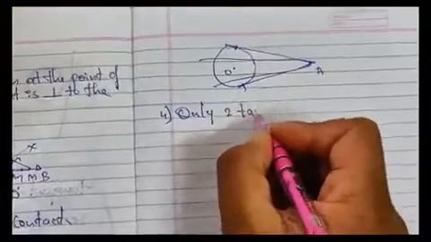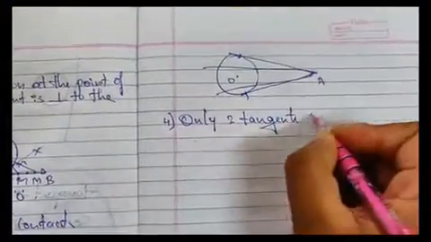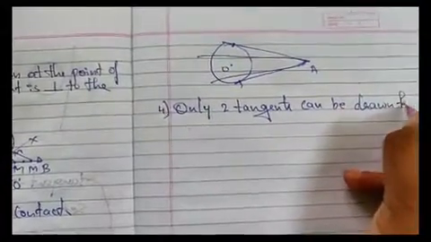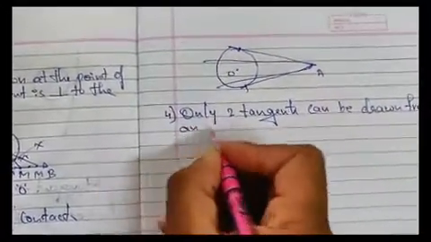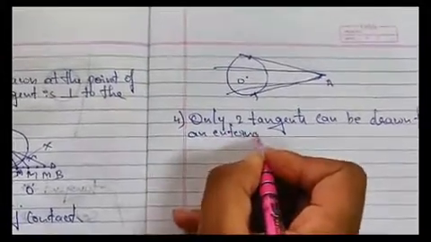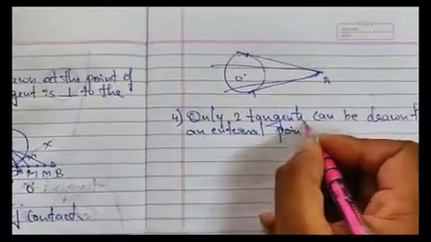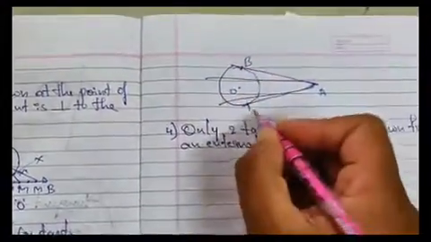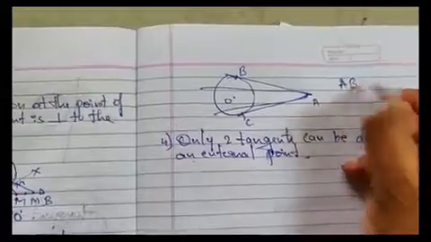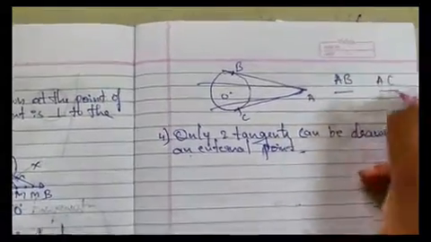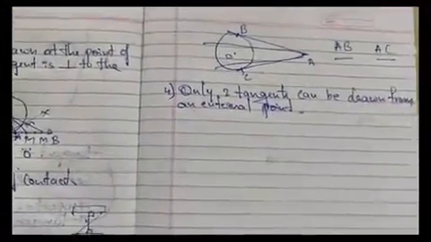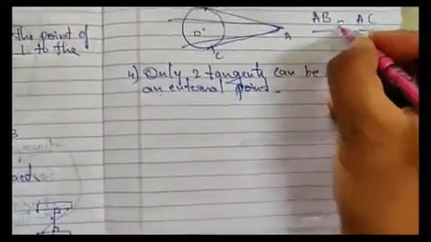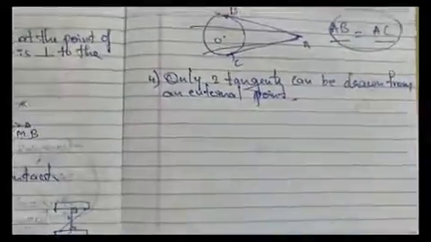Only 2 tangents can be drawn from an external point. Now comes the question. Let me take them as B and C. How are AB and AC to each other? As we can say, these 2 tangents are equal to each other.